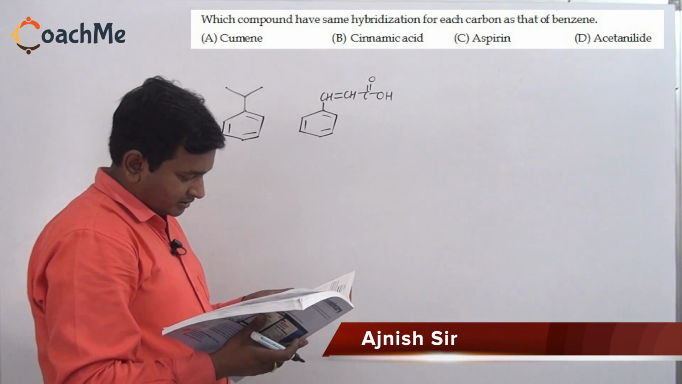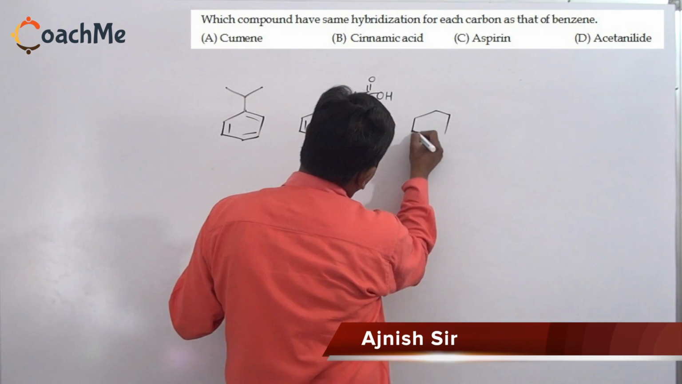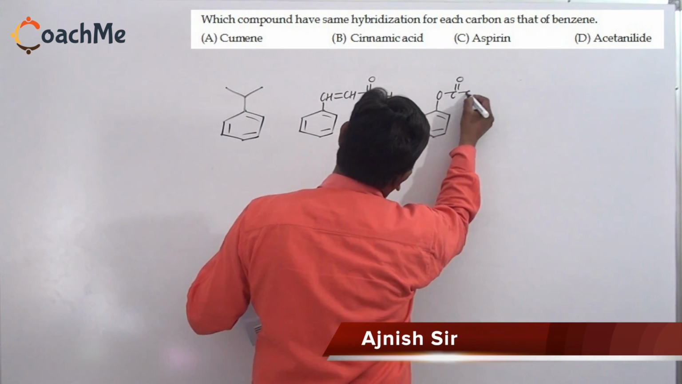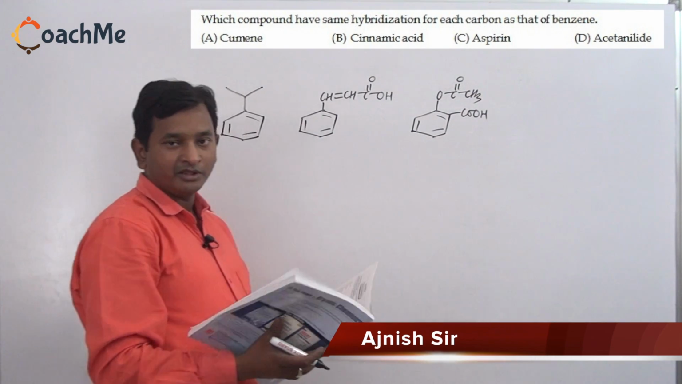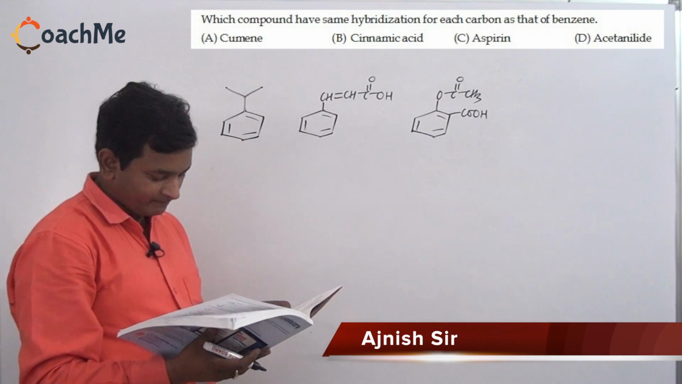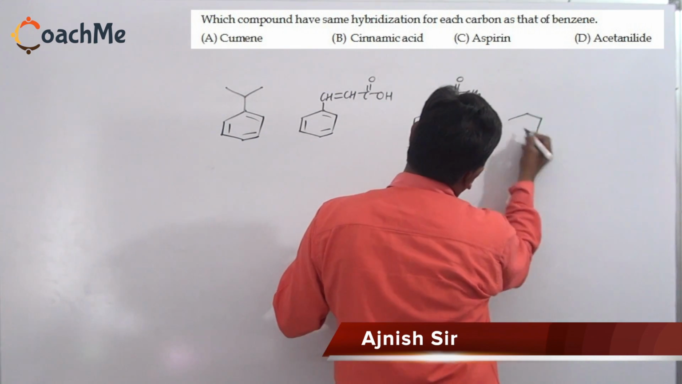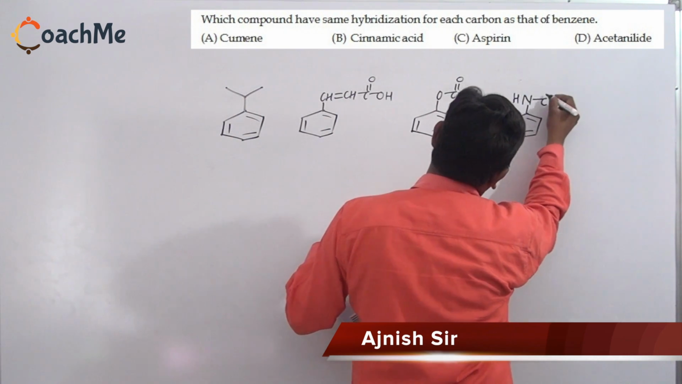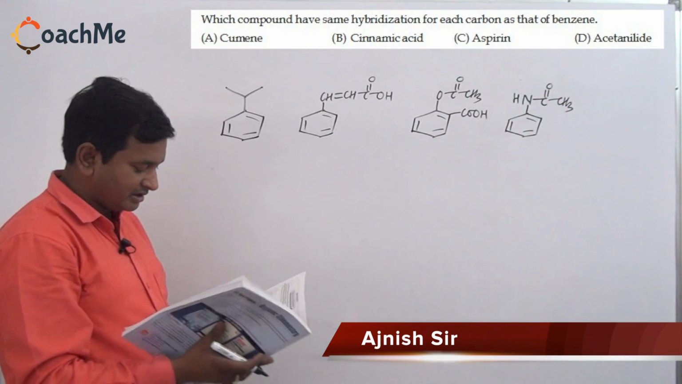Third, the structure of aspirin. The structure of aspirin is like this. Benzene is attached with OCOCH3 and here, at the ortho position, there is a COOH group. This molecule is called aspirin. And last, acetanilide. The structure of acetanilide is like this. Benzene is attached with an NHCOCH3 group. This is called acetanilide.